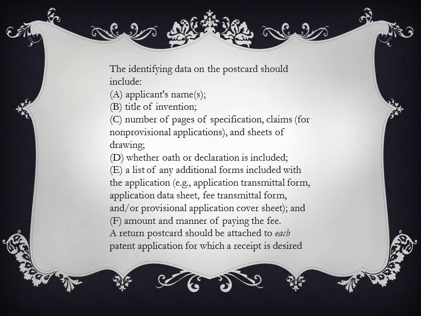The identifying data on the postcard should include the applicant's name, title, number of pages of specification, claims, sheets of drawing, whether an oath or declaration is included, a list of any additional forms, and the amount and manner of paying the fee.